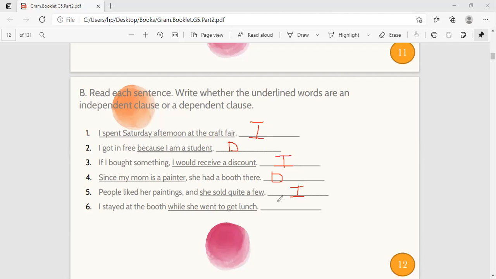Hala? Yes. Yalla, number 6. I stayed at the booth while she went to get lunch. Dependent. "While she went to get lunch" is dependent. Thank you. Guys, quickly check the answers, write them. So I have to move to the second exercise.